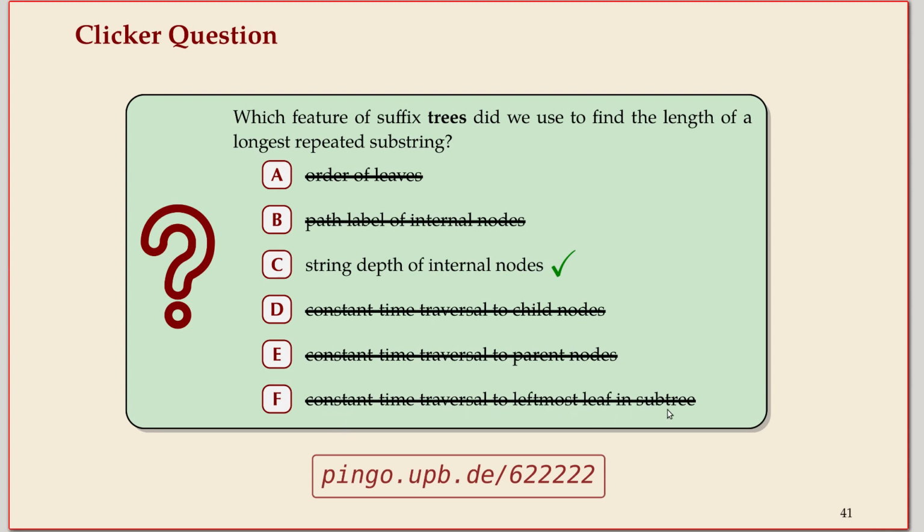The constant time traversal to a leftmost leaf in the subtree is needed if you want to find where in the text this longest repeated substring occurs. The leftmost, well, any leaf in the subtree of this node you're looking at is an occurrence, and the leftmost is one of them, so you might as well take that. So that gives you one occurrence in the text. For finding the length alone, you actually don't need this. So the only thing you really need is the string depth.